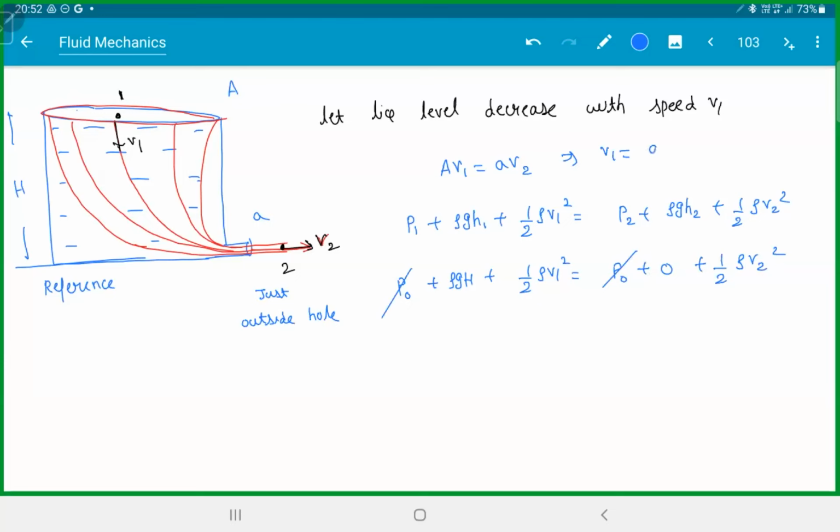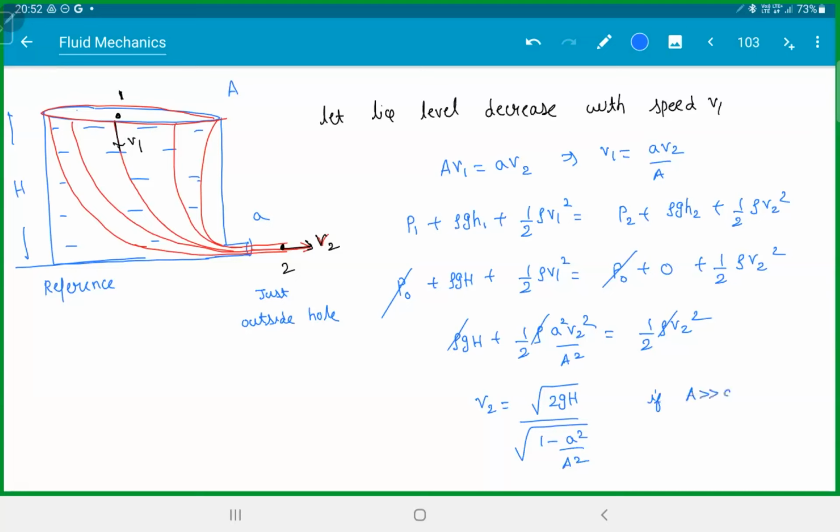From here, V1 will be a V2 by capital A. Substitute that here. Rho cancels off everywhere. So we get V2 is equal to root of 2gh by root of 1 minus a squared by A squared. This is the velocity of the liquid which is coming out. Small a is the area of the hole and capital A is the area of the container. If the hole is very small, if A is much greater than a, then we can write a by A will tend to 0. Then the velocity of efflux formula becomes root 2gh.